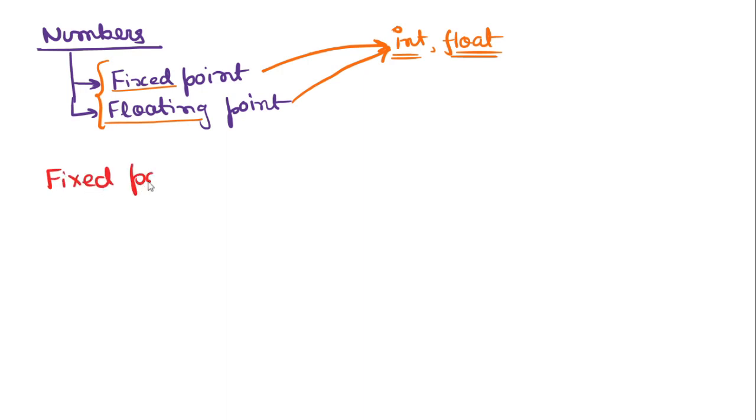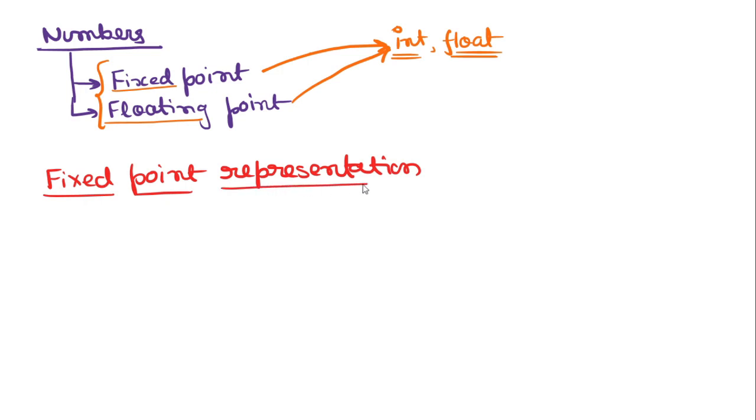Fixed point representation. Since we are trying to represent integers and floats, both of these things can be positive and can be negative, right? So fixed point representation can be of two types. It can be signed or it can be unsigned.